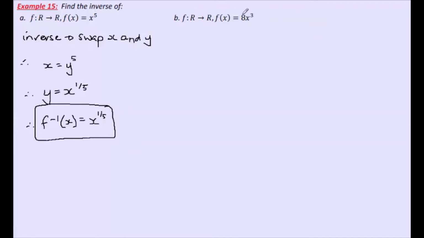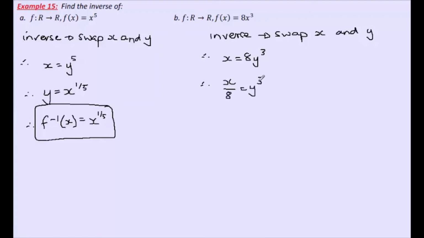For the second one, though, because there's a constant, I need to be a little bit careful. So we're going to start this the same way, but you'll see that we just need to take some care. So for my inverse, therefore, we're going to swap x and y. And there's two ways we can do this one. The first way is to say, well, therefore, x equals 8y cubed. And therefore, x over 8 equals y cubed. And therefore, taking the cube root of x over 8 and of the other side, I get y equals that.